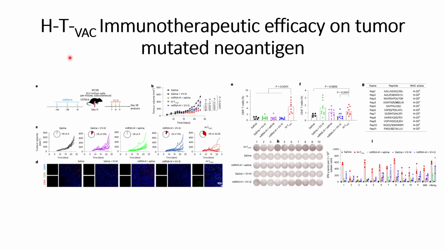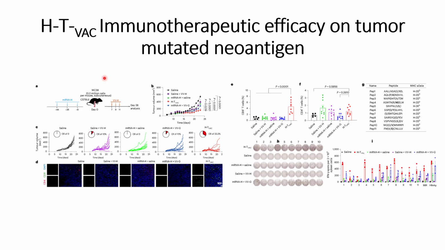In this video, we will discuss the HT immunotherapeutic efficacies on tumor mutated neoantigen. In the previous video, we understood the efficacies of the hepatitis B virus surface antigen specific mRNA, or hepatitis B virus surface antigen vaccines, on B16 F10 tumor cells. On those cells we have seen the efficacies are much better. It is able to suppress the tumors.